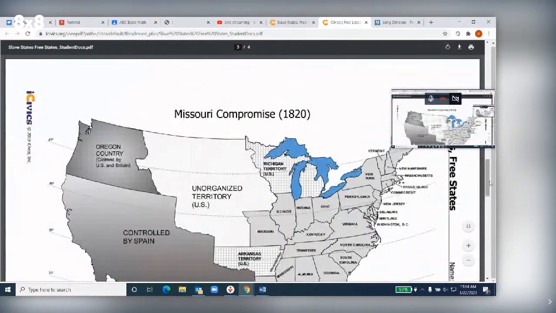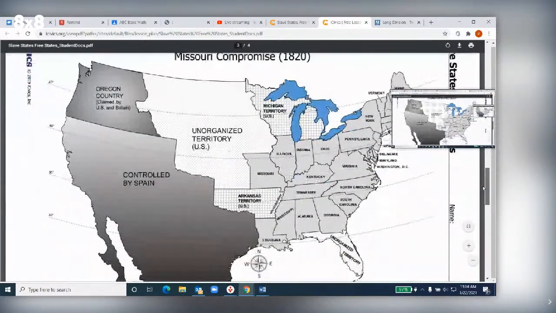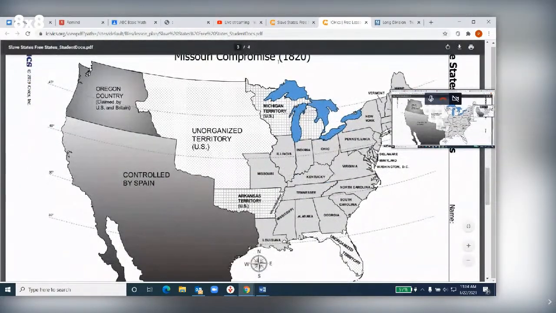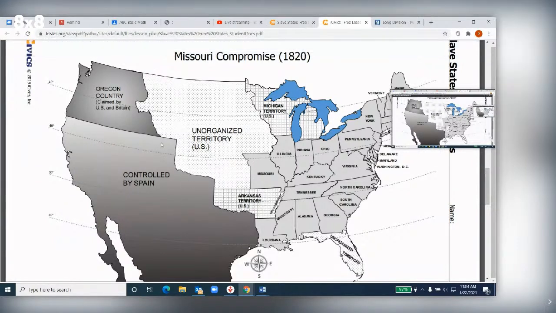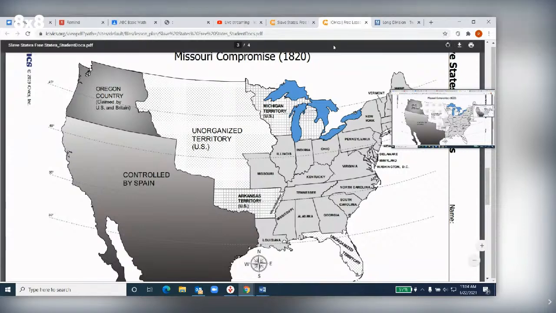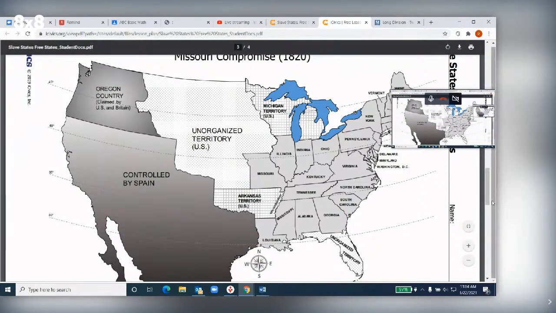Okay. So you can see here, this is in 1820. All the ones labeled were the states. And you can see basically the Louisiana Purchase is kind of all this out here. Arkansas was a territory. Florida wasn't a state yet. Oregon, California, Utah, New Mexico, Colorado, all those current states, they weren't states yet. Okay, so this is a map of the United States in 1820.